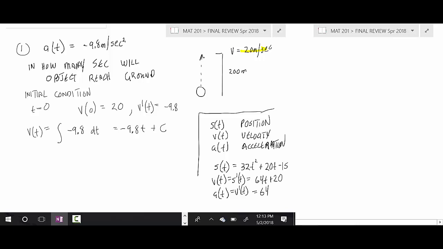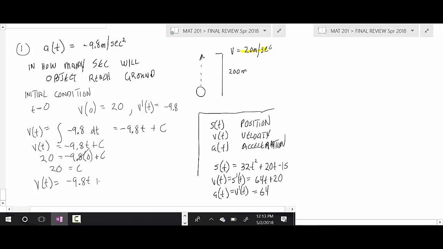So what you have right now is v of t is equal to negative 9.8 t plus c. When t is 0, which I'm going to replace that t with 0, then that velocity is 20. So in your head, what's c? 20, right? So we have c is equal to 20. What we've accomplished is we have v of t. It's the integral of negative 9.8, so it's really negative 9.8 t plus 20. That's result number 1.